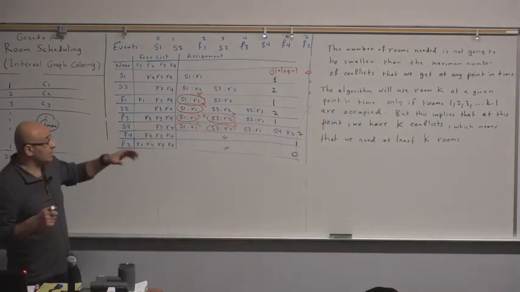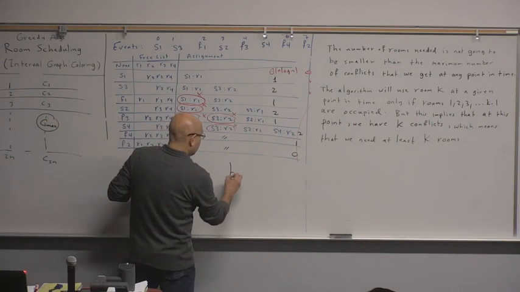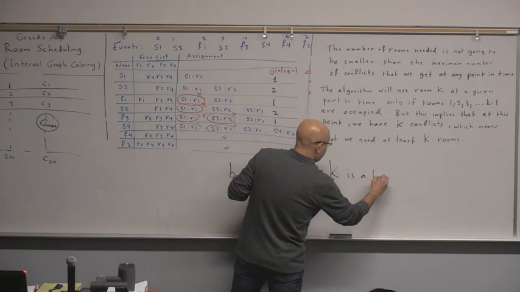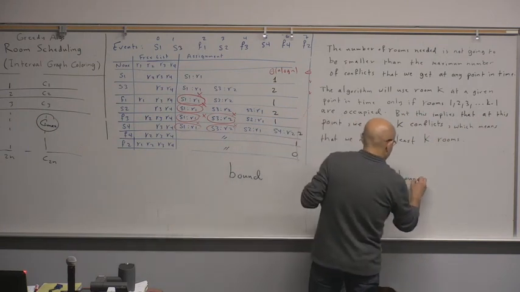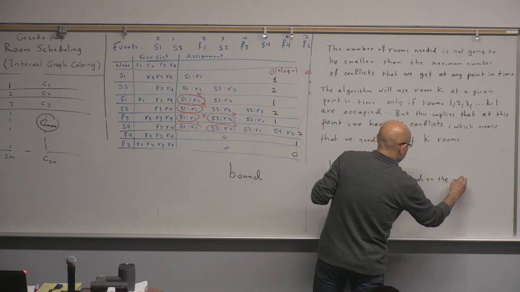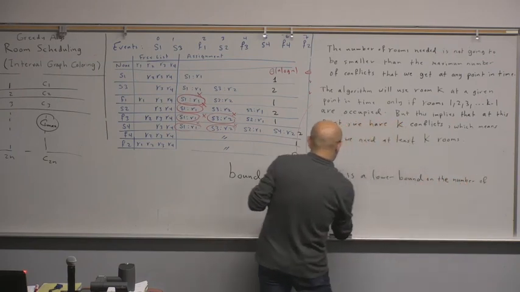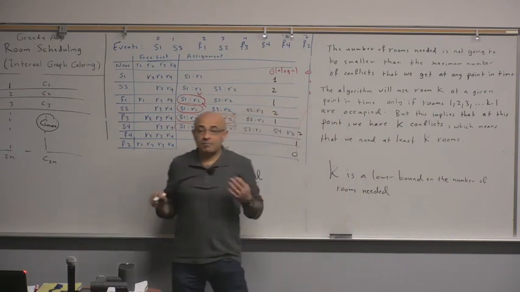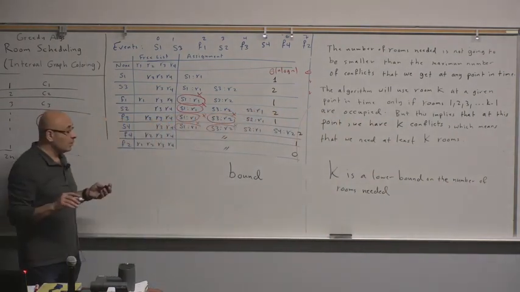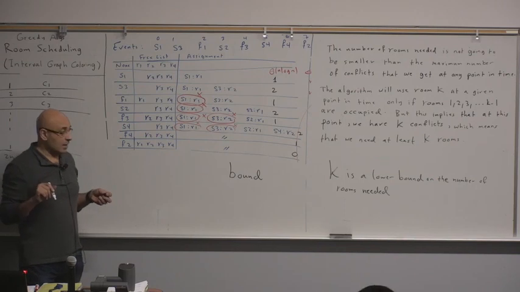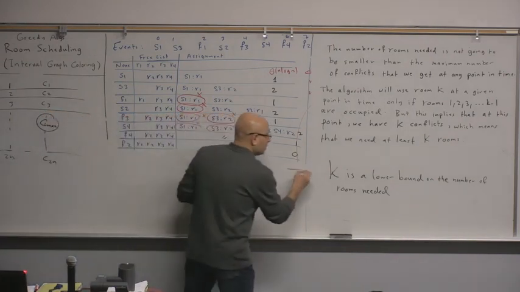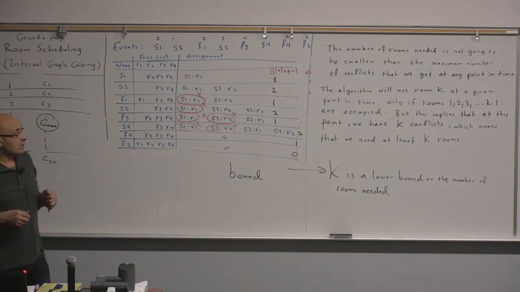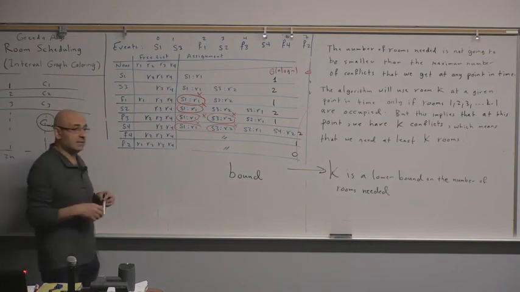For the graph coloring problem, we are using a bound-based argument. So this argument is based on a bound, or in fact a lower bound. So k here is a lower bound on the number of rooms needed. So we have basically proven that the algorithm will never exceed the lower bound in the number of rooms needed. And because at every point in time it never exceeds the lower bound, it's a provably optimal algorithm. It will never use more than what is necessary.